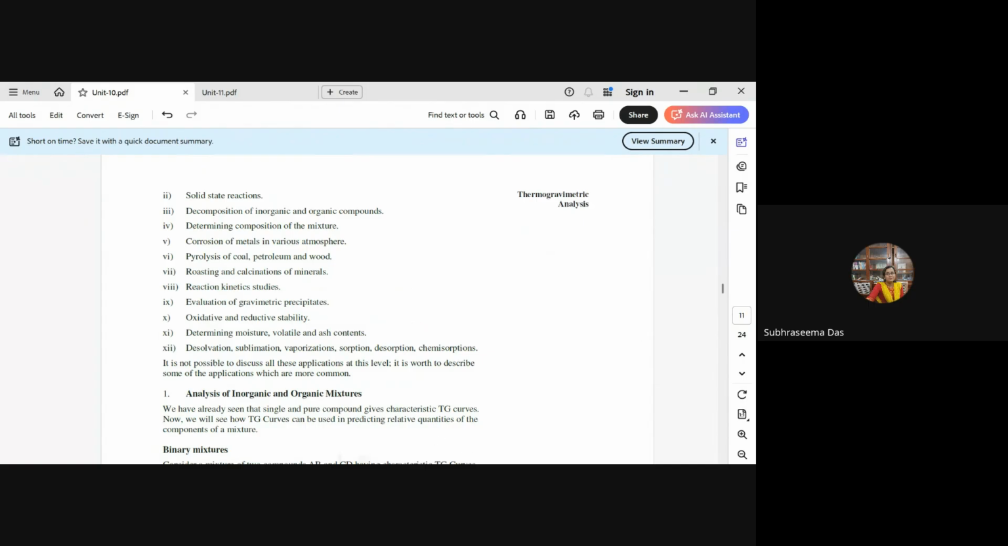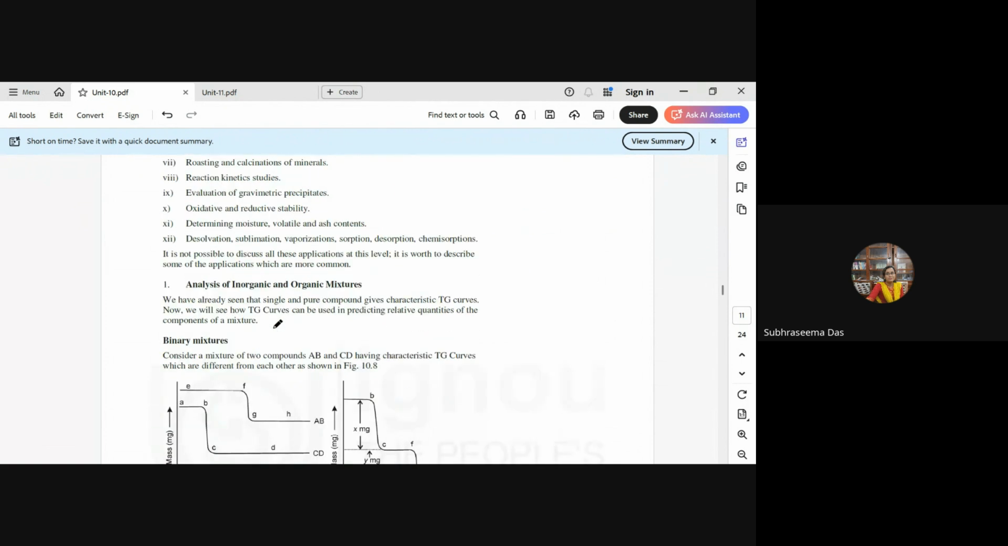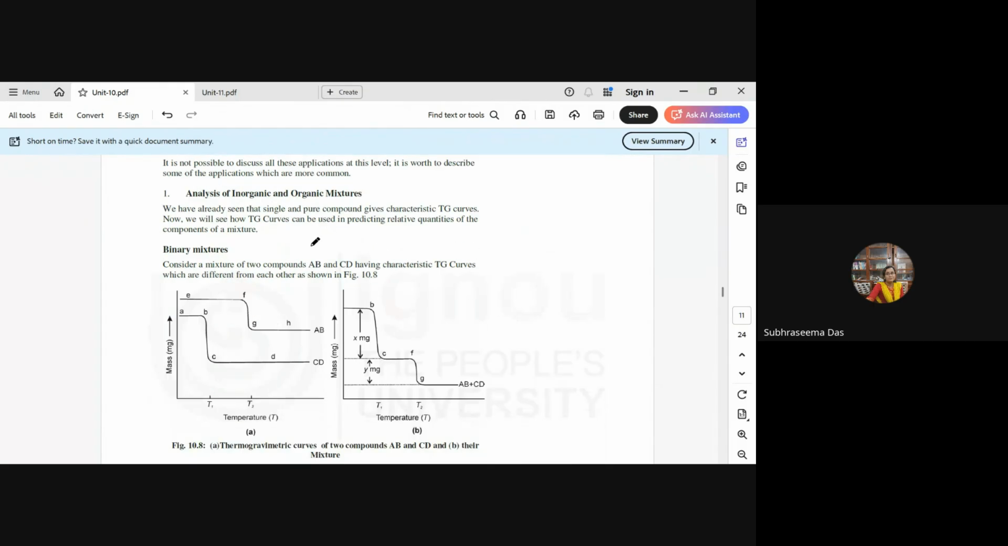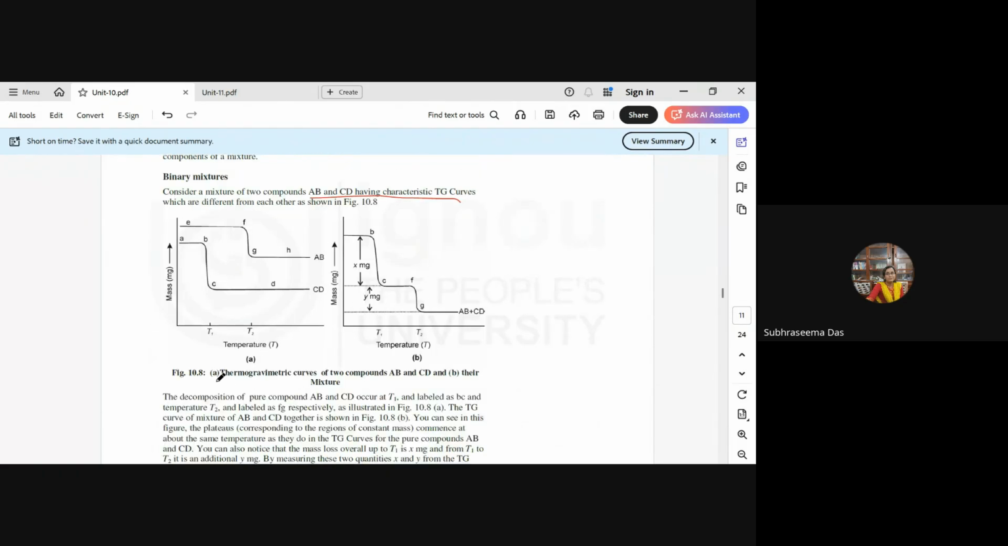Now we'll study one by one how they are useful in the analysis of different types of organic and inorganic mixtures. First, let us consider a binary mixture. A binary mixture consists of two compounds, AB and CD, which have characteristic TG curves. If we look at figure 10.8a, the first represents the TG curve for the AB compound, and the second represents the TG curve for the CD compound.